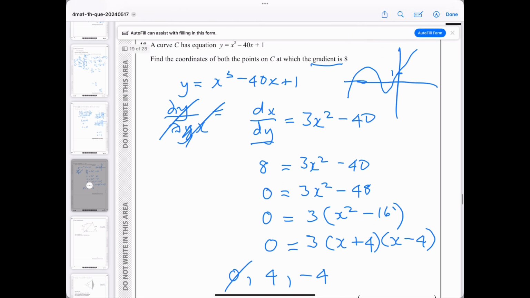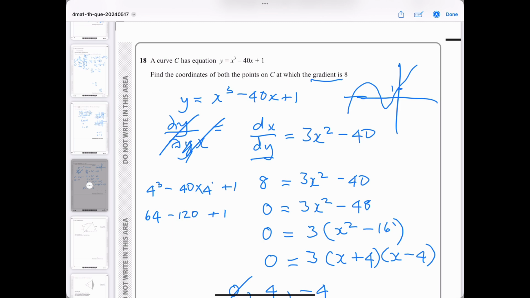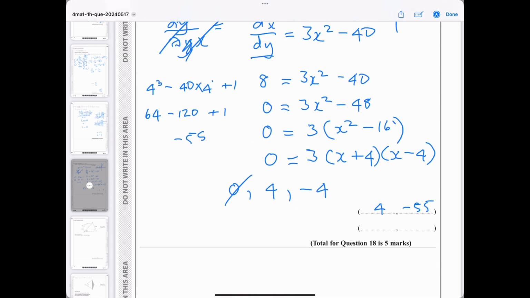Now, in order to find out what the y coordinate is, we'll put 4 in. So 4 cubed minus 40 times 4 plus 1 is 4 cubed is 64 minus 160, and then plus 1 is, let's have a little look. So 64 minus 160 plus 1 equals minus 95. So it is 4, minus 95.